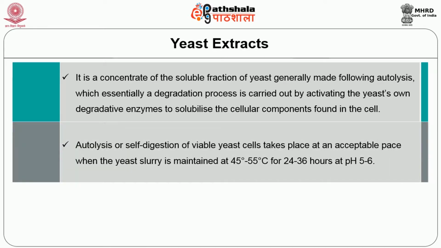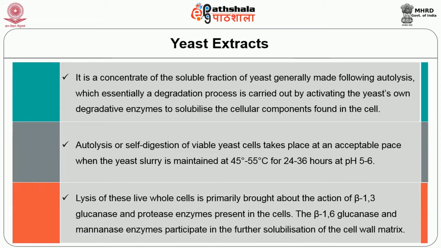Autolysis or self-digestion of viable yeast cells takes place at an acceptable pace when the yeast slurry is maintained at 45 to 55 degrees centigrade for about 24 to 34 hours at a pH range of 5 to 6. Lysis of these live whole cells is primarily brought about by the action of beta-1,3 glucanase and protease enzymes present in the cells. The beta-1,6 glucanase and mannanase enzymes participate in the further solubilization process of the cell wall matrix.